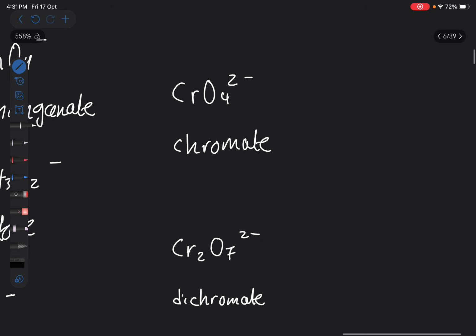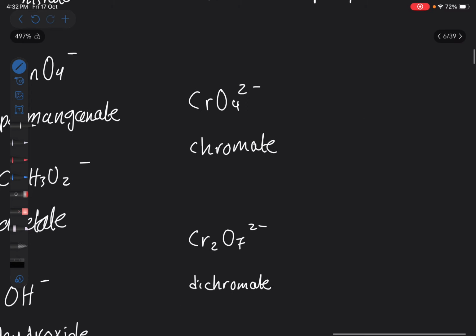Now notice we didn't multiply by 2, because if we did, we'll have Cr2O8. So it's not actually multiplying by 2. So you have to be careful with the oxygen. It's 7, not 8. But it's called a dichromate.